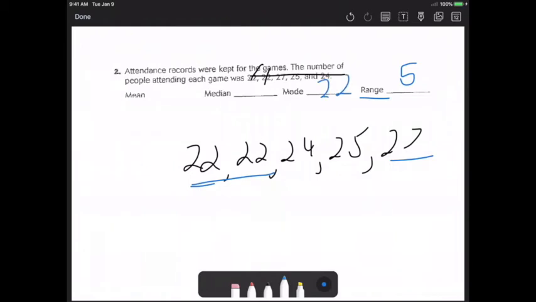All right, so let's do the mean. Mean means I add it all up and divide by 5 because there's 5 numbers. So I got 22 and 22 is 44, plus 24, plus 25, plus 27. That's 120 divided by 5, and I get 24 as my mean. Now, median, remember, karate chop. And 24 is your median number.